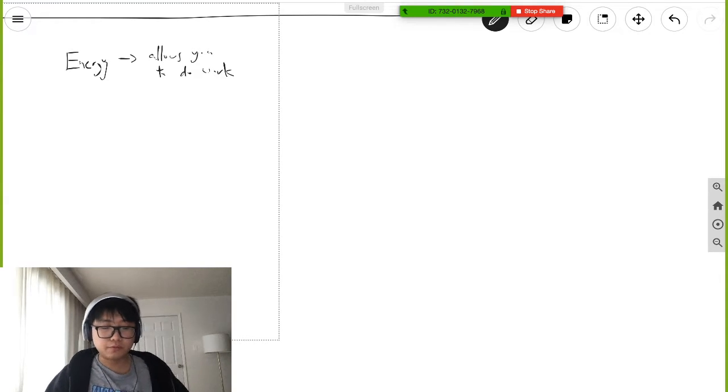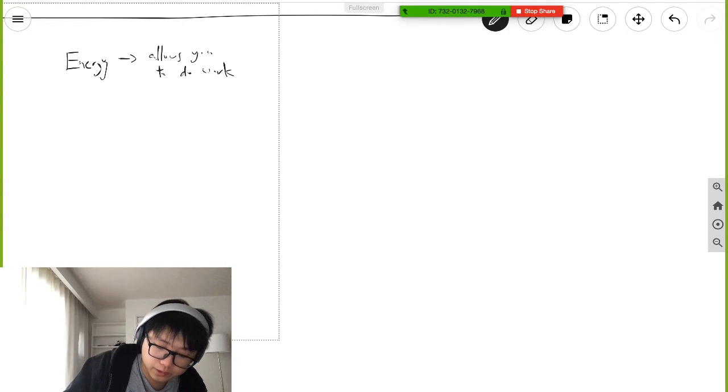So, first thing they should cover in this energy unit is what is work. Okay, two perspectives of work. One, work is equal to the amount of force applied in a certain direction.